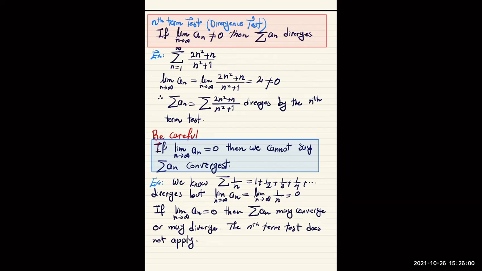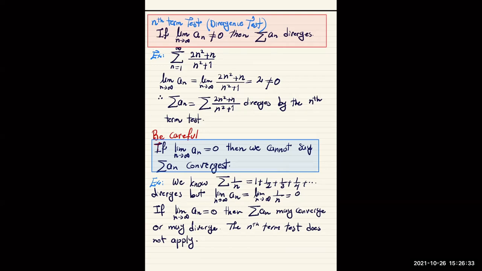Okay, so again, if the nth term goes to 0, anything could happen. You cannot say the series is convergent. Got it? So if the nth term doesn't go to 0, we know it's divergent. But if it goes to 0, we don't know for certain that it's convergent. You could converge, you could diverge. And we have to use a different test, and we're going to learn the next test today.